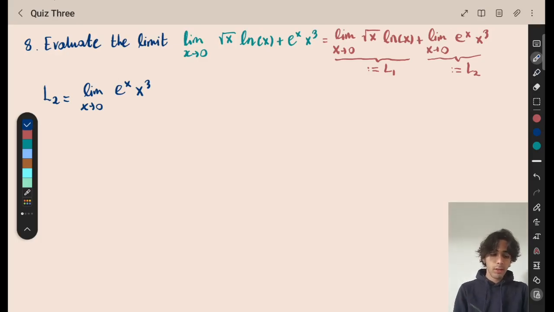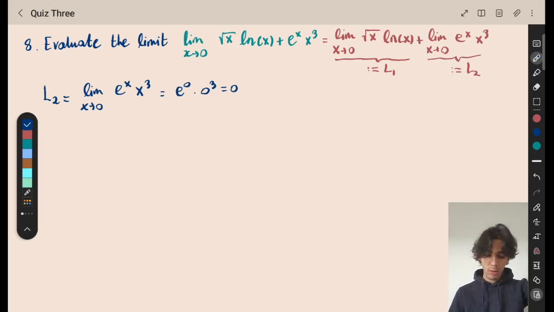No, exactly. This is a continuous function. That is a continuous function at x equal to 0. So there's absolutely no issue with plugging in 0 for the limit. We just write e to the 0 times 0 to the power of 3, which is just 0. So that is off the checklist. We are good.